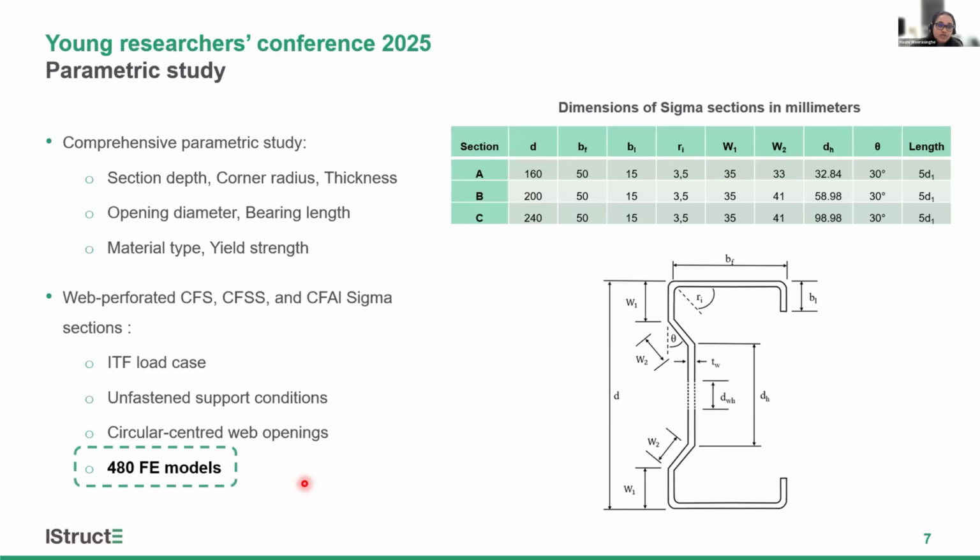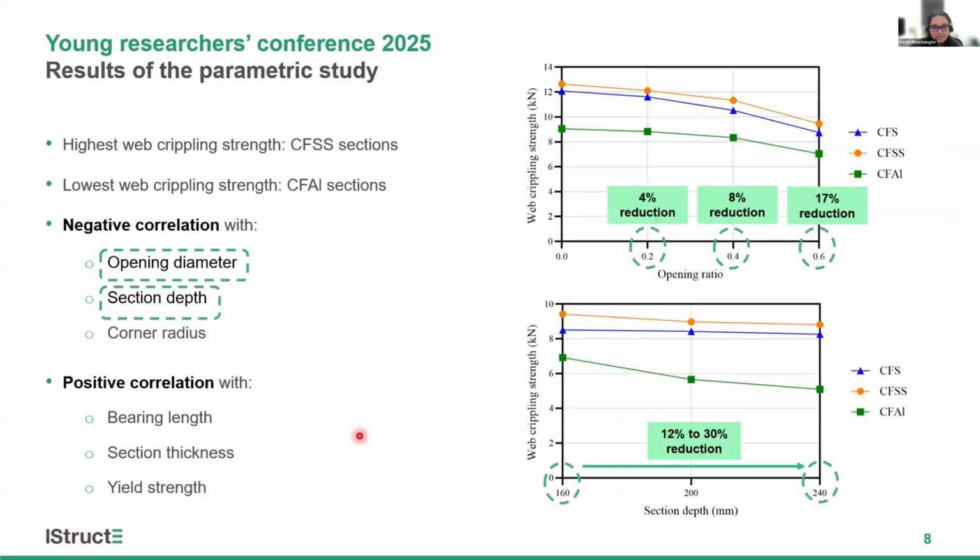And moving on to the results of our parametric study, in general, we observed that the highest web crippling strength values were observed in the cold form stainless steel sections, and the lowest web crippling strength values were observed in the cold form aluminum section. And when considering the different parameters, we observed a negative relation between the web crippling strength and opening diameter, section depth, and cone radius. And also a positive correlation was displayed between the web crippling strength and bearing length, section thickness, and the yield strength.